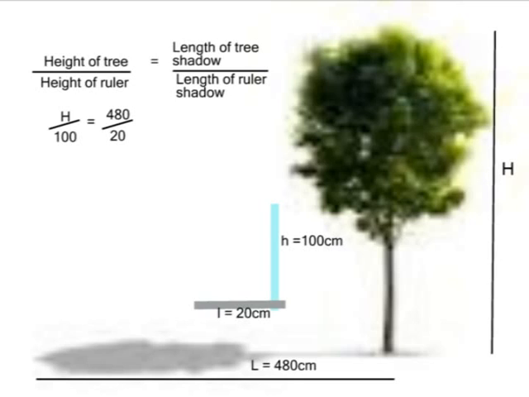So if I do cross multiplication, 20 times h is 20h, that should give me 100 times 480. If I divide all sides by 20, h is 2400 centimeters, which is equivalent to 24 meters. So the height of the tree is approximately 24 meters.